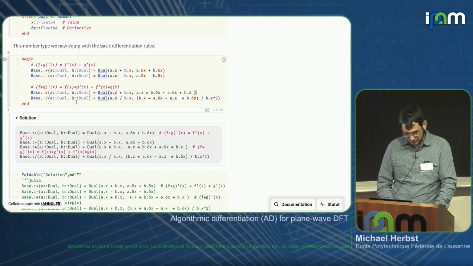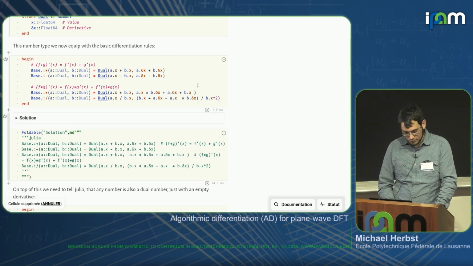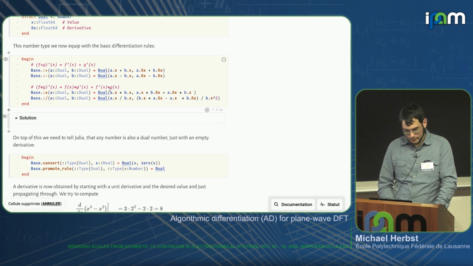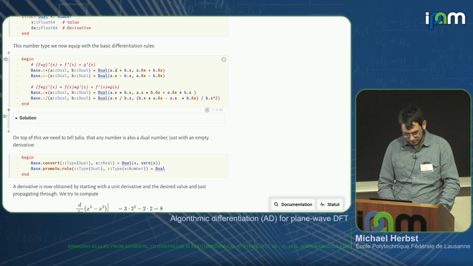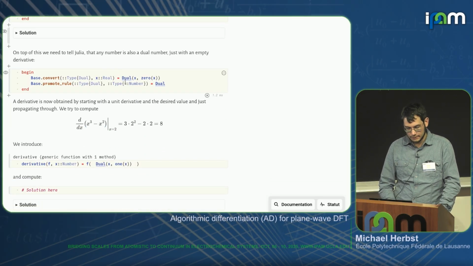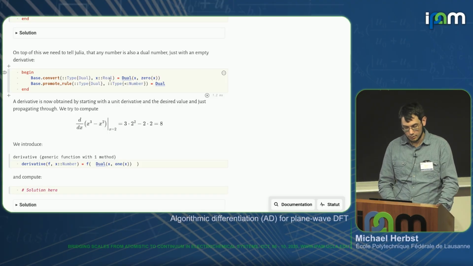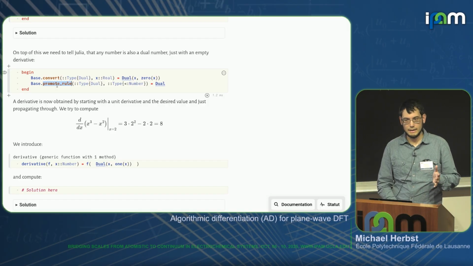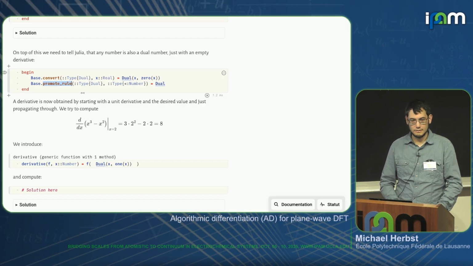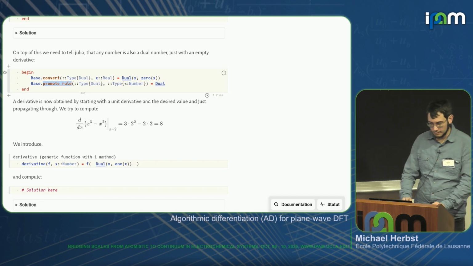Okay, so now we have the rules for how to do our composition of these floating point numbers in terms of these dual numbers. Then additionally, we need a way to convert between normal floats and duals. If we just have a normal real number, that means there's no derivative, so we initialize the derivative part with 0. And then this is something that tells Julia that there's a way to get from normal numbers to dual numbers. So that's all we need actually to already compute derivatives, right?